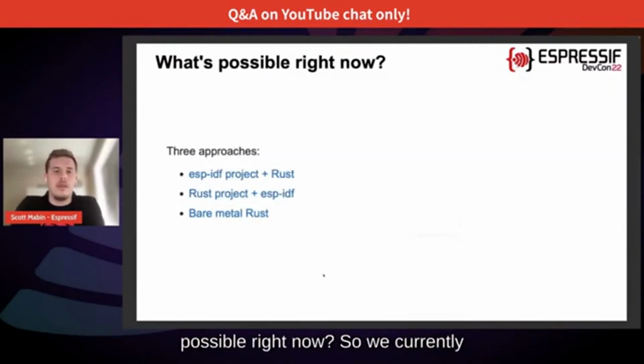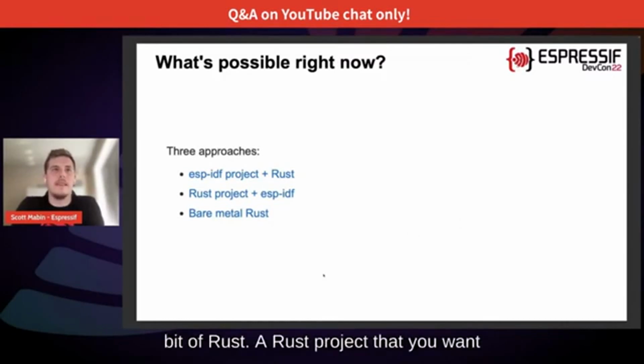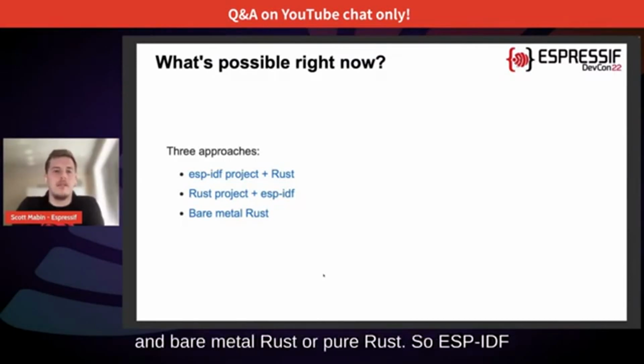So what's possible right now? We currently support 3 approaches with using Rust on Espressif chips. So we have the ESP32 project, but you want to use a bit of Rust, a Rust project that you want to utilize ESP32, and bare metal Rust or pure Rust.